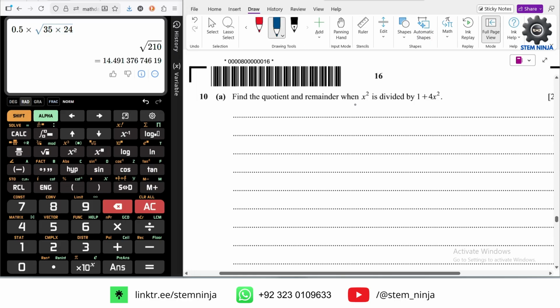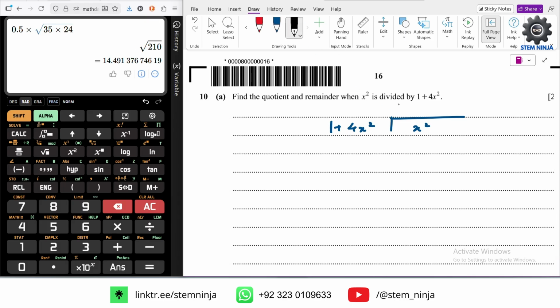Find the quotient and remainder when x squared is divided by 1 plus 4x squared. Okay, so basically you have x squared and you're dividing by 1 plus 4x squared. So it's not necessary that we have to multiply with an integer. We can multiply with a fractional number also.